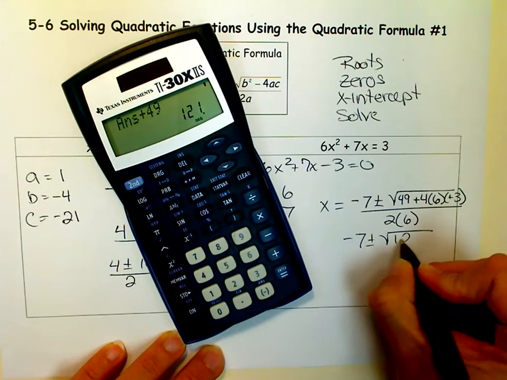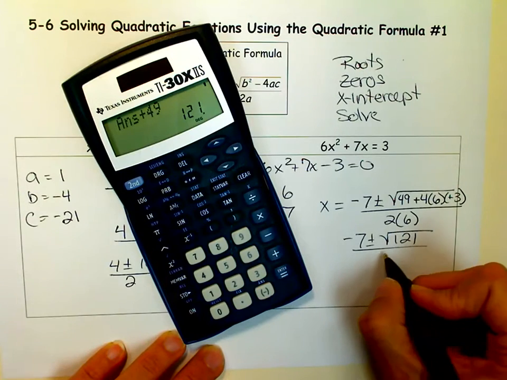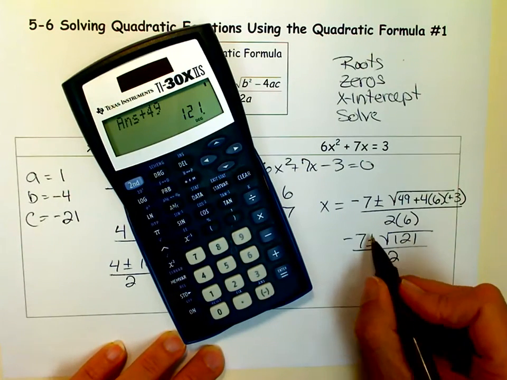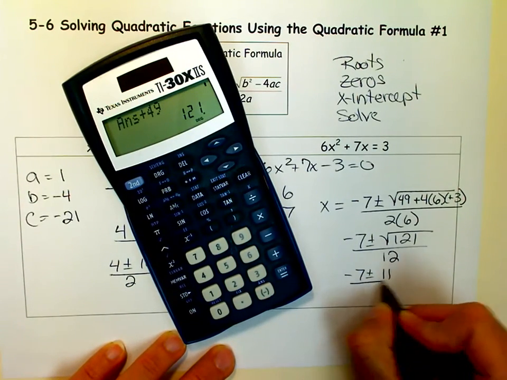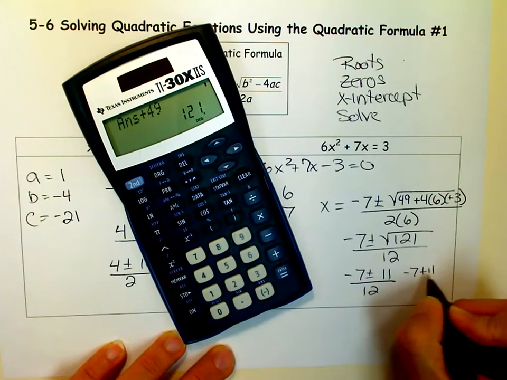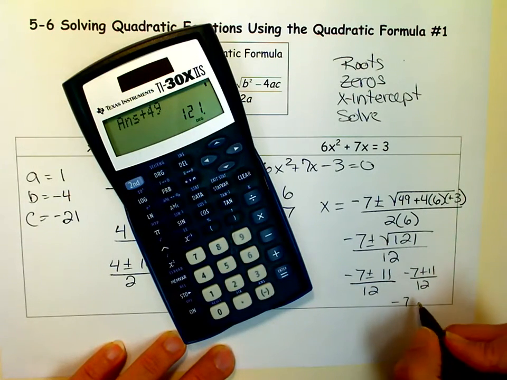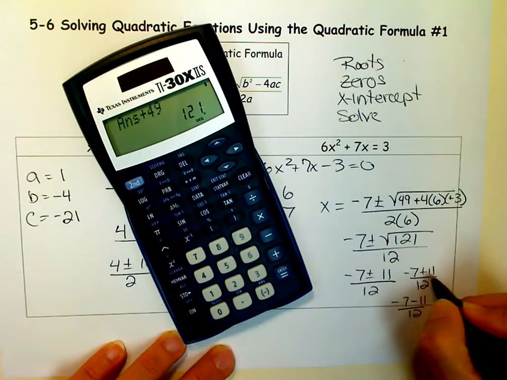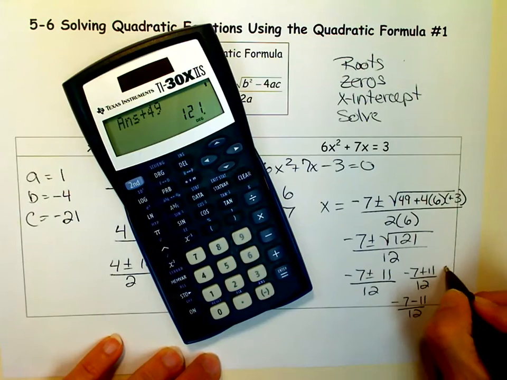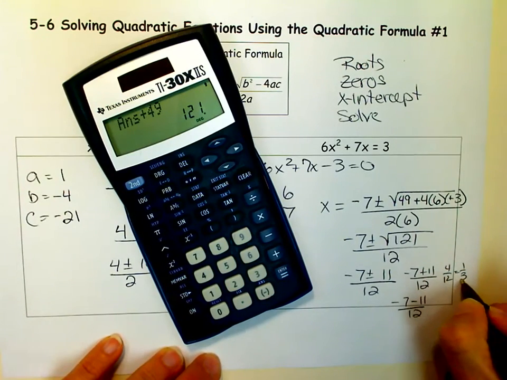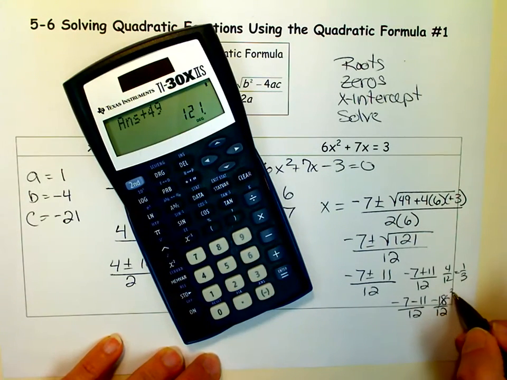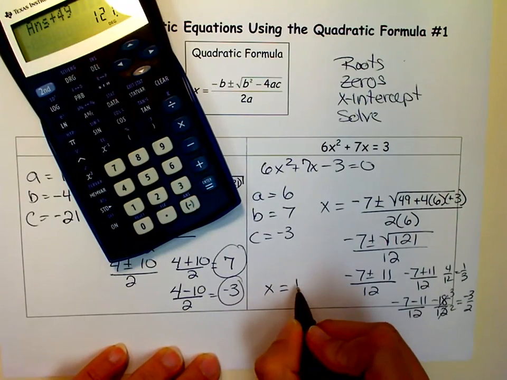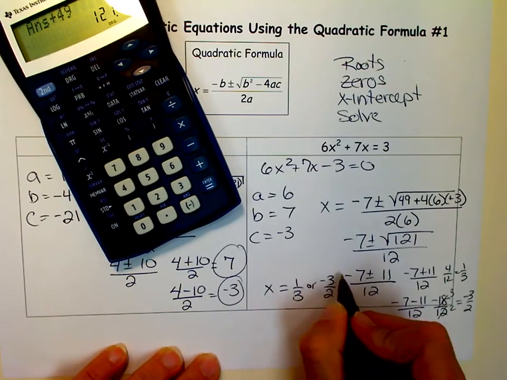And I gave you some easy ones. Try to do some more challenging ones next time. So we have negative 7 plus or minus the square root of 121 over 12. So the square root of 121 is, hopefully you know, 11. So we're going to say negative 7 plus 11 over 12, and negative 7 minus 11 over 12. Well, negative 7 plus 11 is 4, so that's 4/12 or 1/3. And we get negative 18 over 12. And if we reduce, 6 goes into there 3 times and 6 goes into there 2 times. So we're left with negative 3/2. So our x equals 1/3 or negative 3/2, two answers.